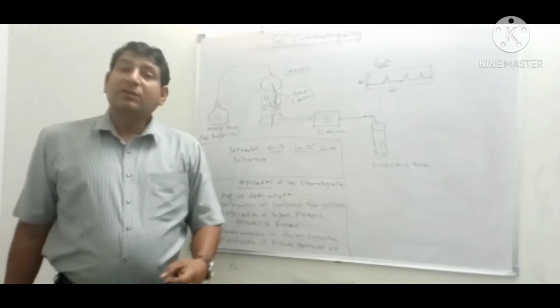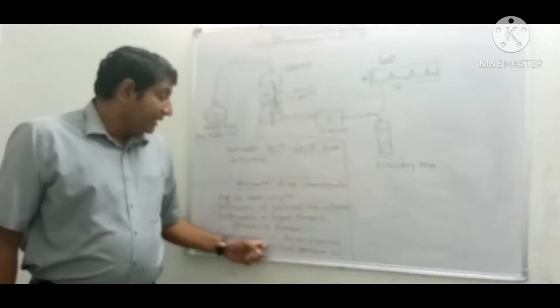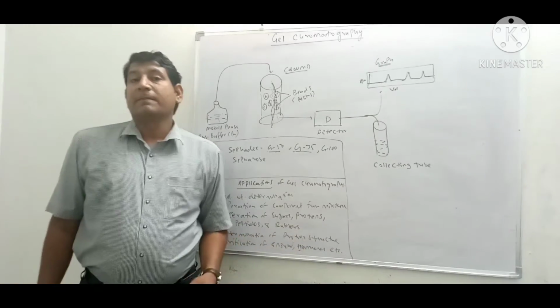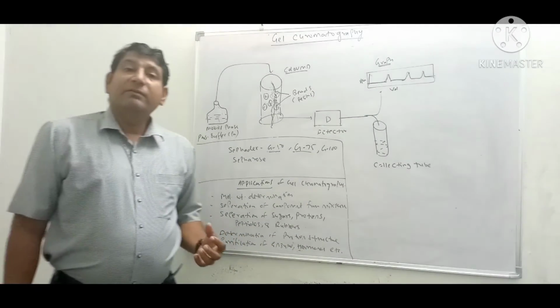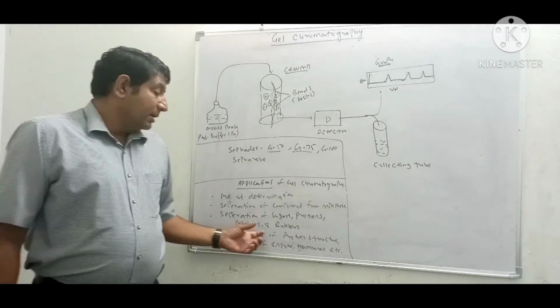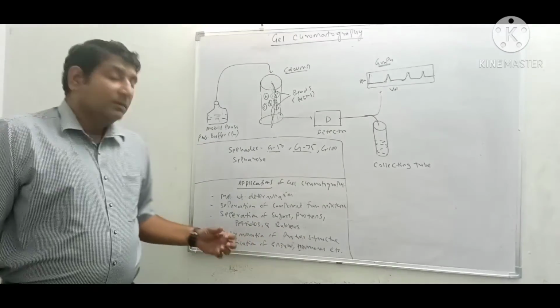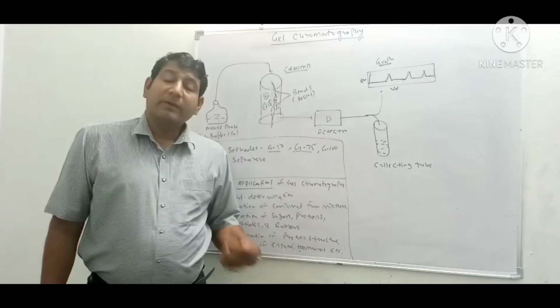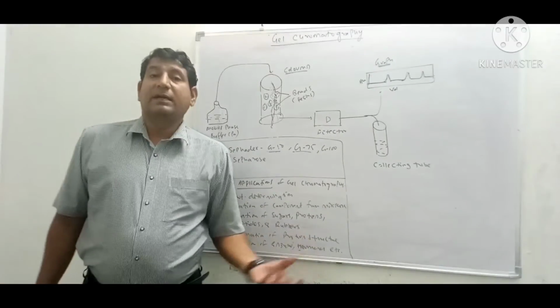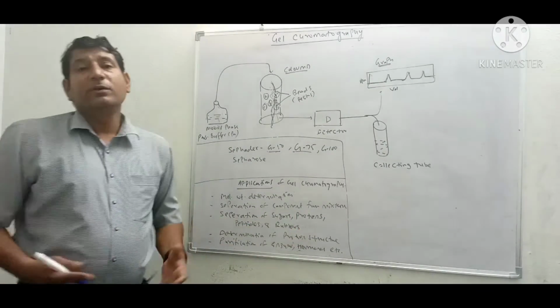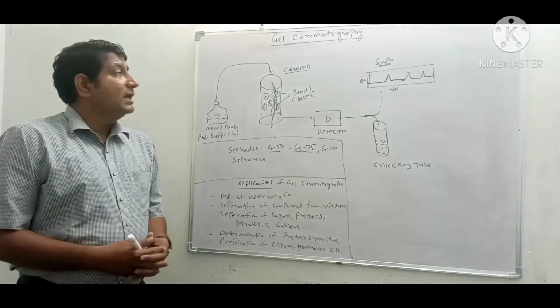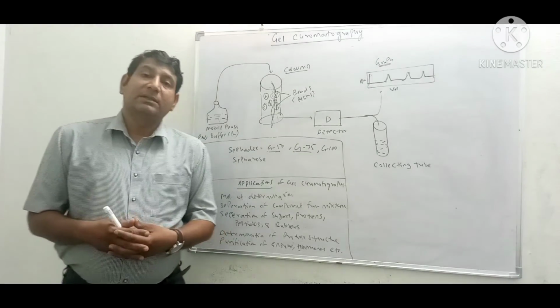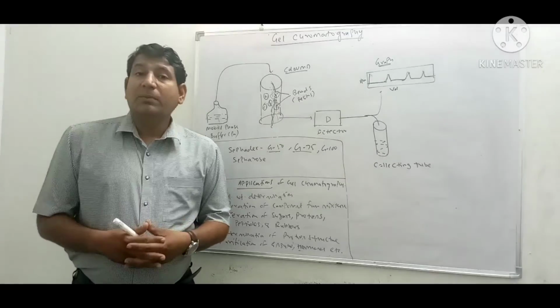Another application of gel chromatography is determination of protein structure. We can determine with the help of gel chromatography the three-dimensional and the quaternary structure of protein. Another application is purification of enzymes, hormones, etc. So it is very widely used in the field of biotechnology as well as in biochemistry. So this is all about gel chromatography.